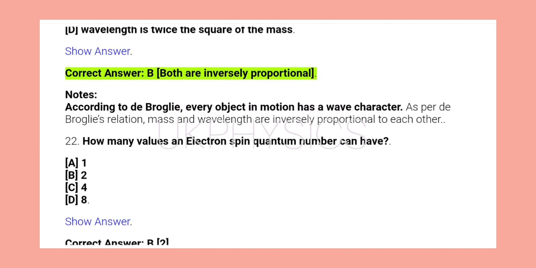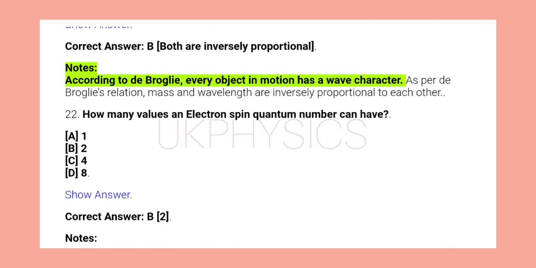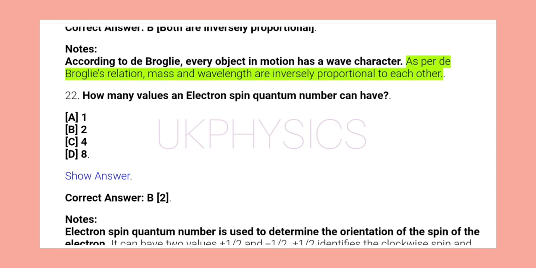Both are inversely proportional. Notes: according to de Broglie, every object in motion has a wave character. As per de Broglie's relation, mass and wavelength are inversely proportional to each other.